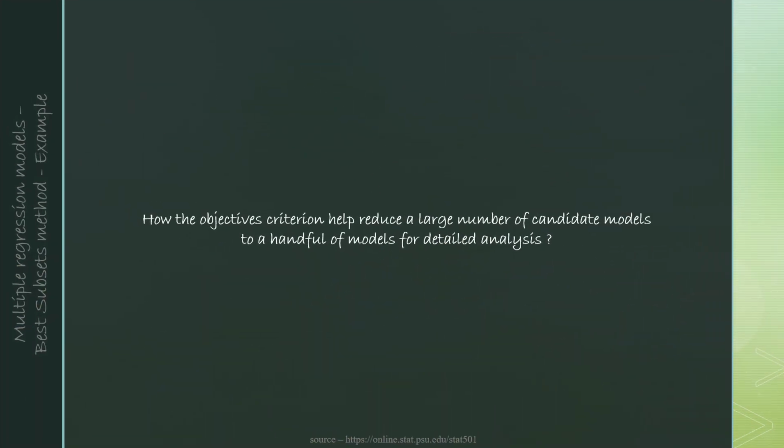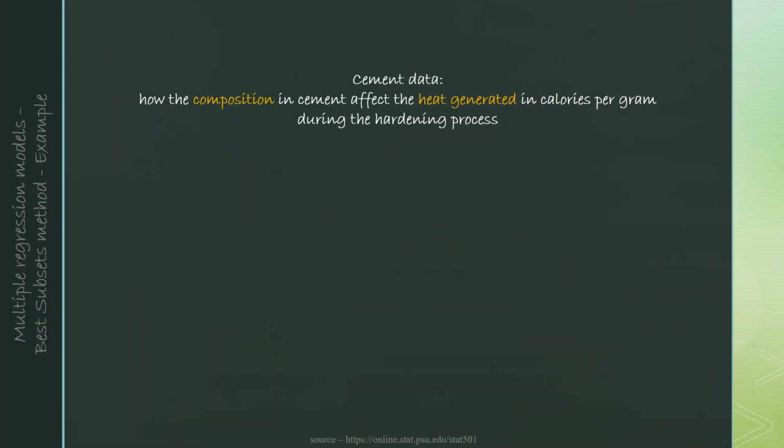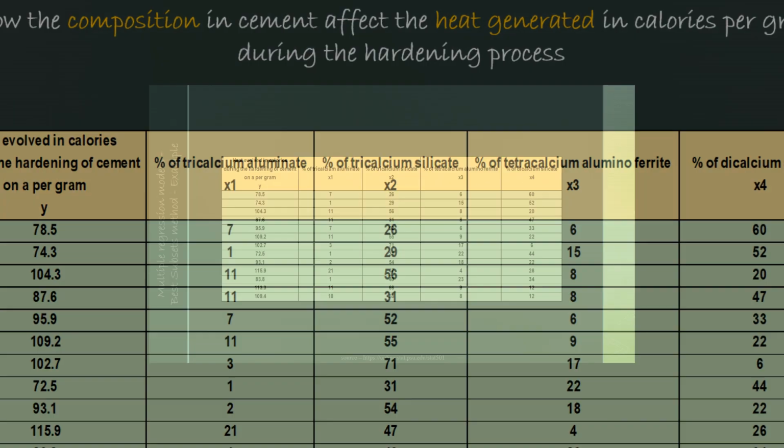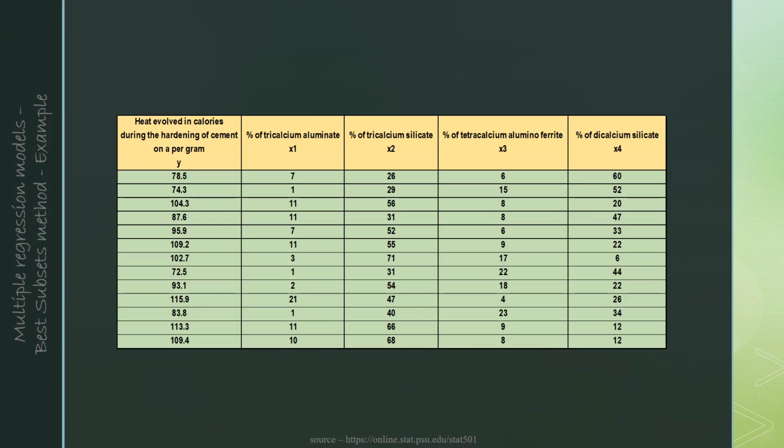Let's understand through examples how the objectives criteria help reduce a large number of candidate models to a handful of models for detailed analysis. Let's revisit the cement data, where the research question is to understand how the composition of cement affects the heat generated in calories per gram during the hardening process. Here is the data from 13 different batches of cement. As discussed in the previous lecture, response Y is the heat generated in calories during the hardening of the cement on a per gram basis, and there are 4 candidate predictor variables that constitute the composition of the cement.